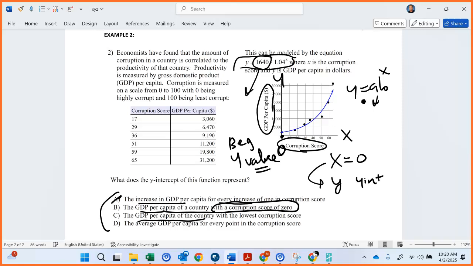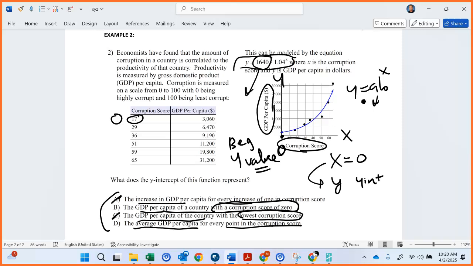C, GDP per capita with the lowest corruption score? Not necessarily, although that's pretty close. It's not necessarily the lowest. It's when the corruption score is 0. So C is a little bit tricky, but in this case, the lowest corruption score is 17. We want the corruption score to be 0. So C doesn't match it as well as B. D, the average per capita for every point in the corruption? No, that doesn't say per capita GDP when corruption is 0. Okay, so again, this is a little bit tricky because basically they're testing your ability to understand the things that are being measured and what the y-intercept actually means.